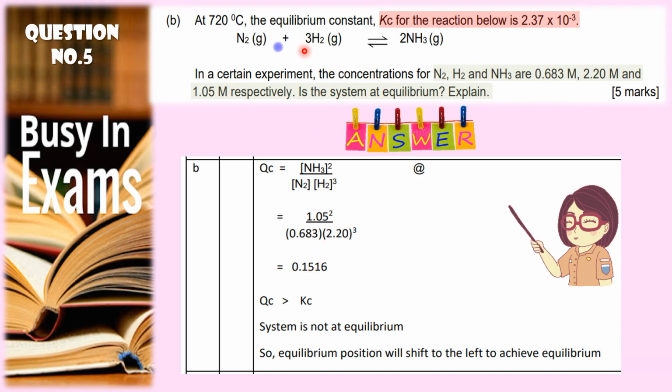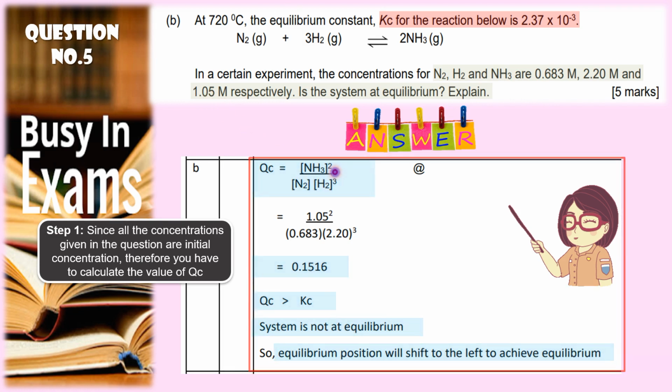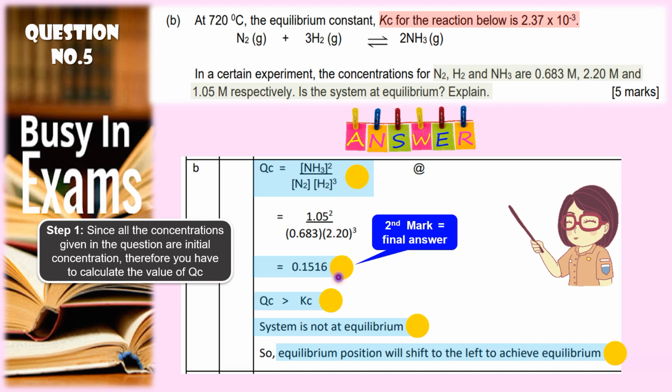Okay, 5B. So given to you the equilibrium constant Kc, right? And then we have the concentration for each of the reactants and also the product. Okay, question asked is the system at equilibrium, and then you have to explain. Alright, so all the value of concentration here is referred to the initial concentration. So therefore you have to calculate the value of Qc. So the first mark is given when you write the Qc expression, or the substitution. Right, next, the value of Qc. Qc here is not the final answer, so therefore you can write in 3 to 4 decimal places.